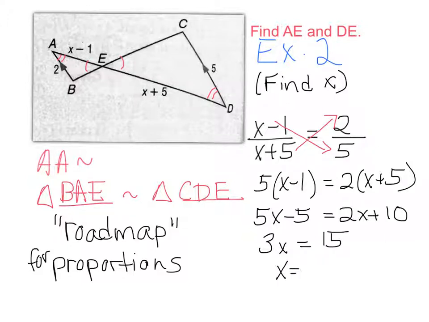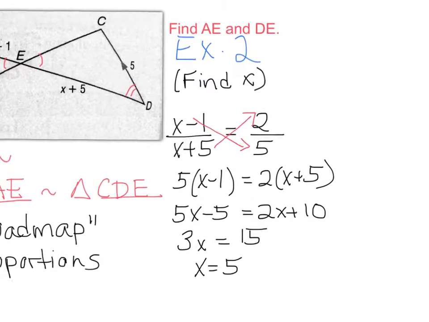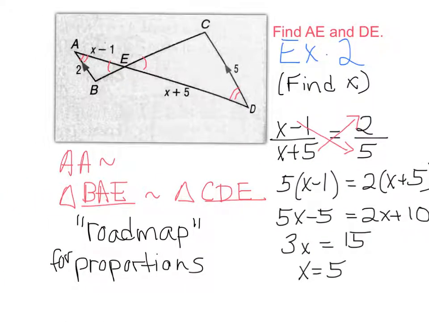So guys, our X is equal to 5, but remember our problem asked us to find AE and DE. So what we want to do is substitute that back in. Now that we've found 5, we'll put 5 in for X in each of those spots. And we're going to get 4 for AE, and DE is going to come out to be 10.